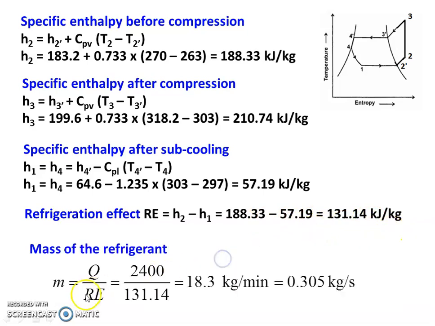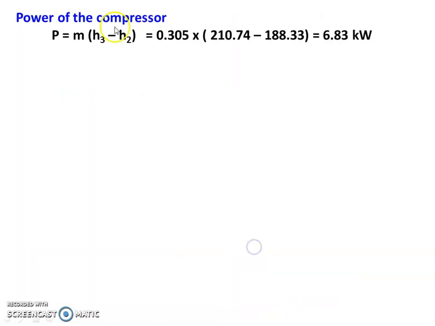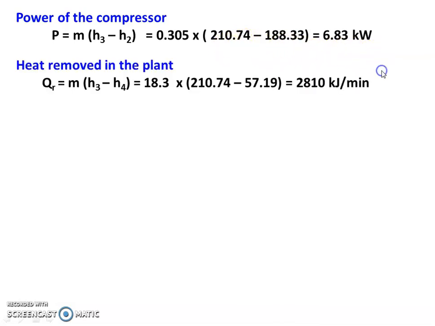So the mass of the refrigerant M equal to Q by refrigeration effect. So 2400 divided by 131.14 equal to 18.3 kilograms per minute or 0.305 kilogram per second. Then the power of the compressor P equal to M into the enthalpy difference across the compressor, M into H3 minus H2. Substituting, 0.305 into 210.74 minus 188.33 equal to 6.83 kilowatts.